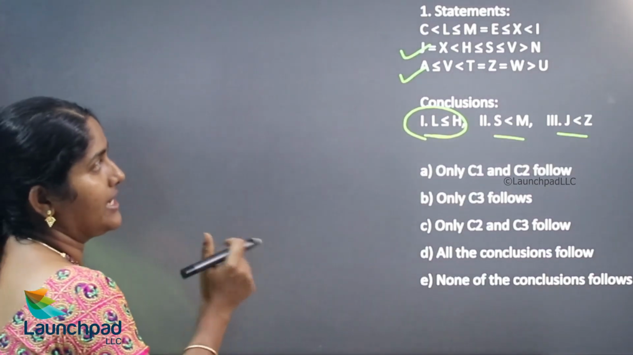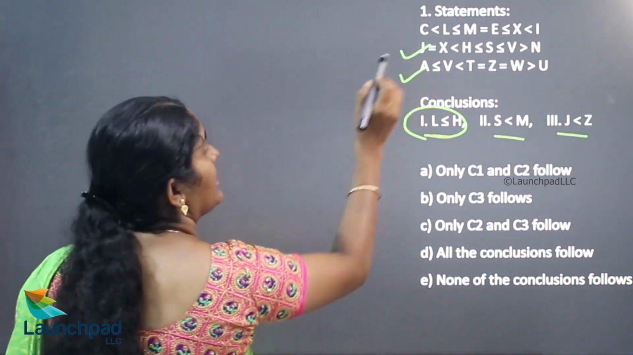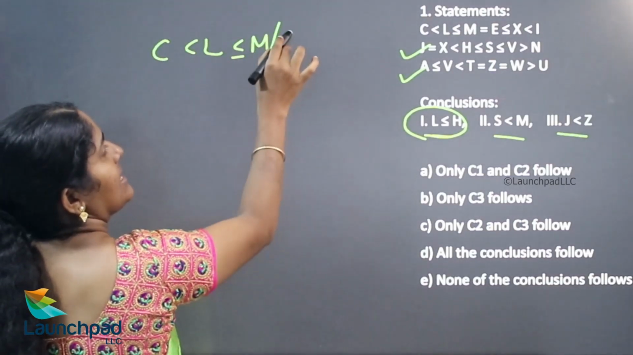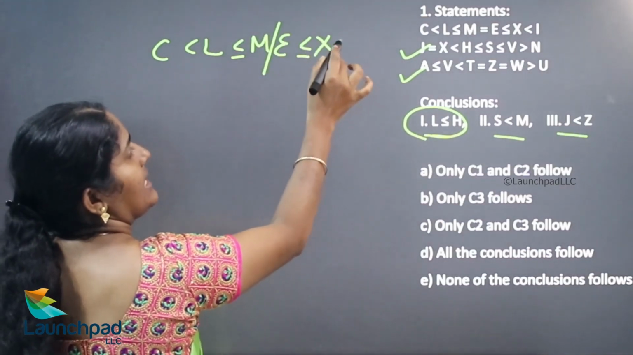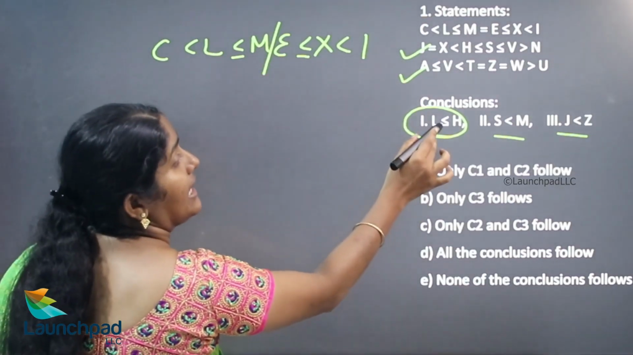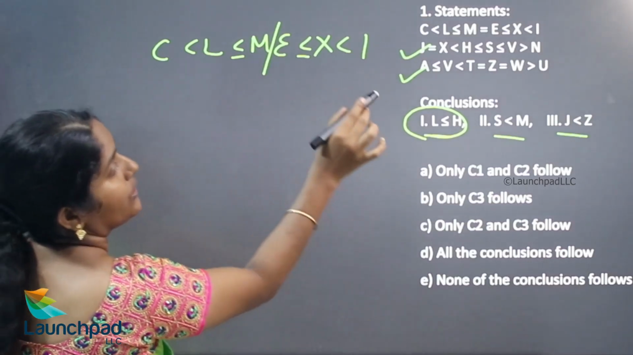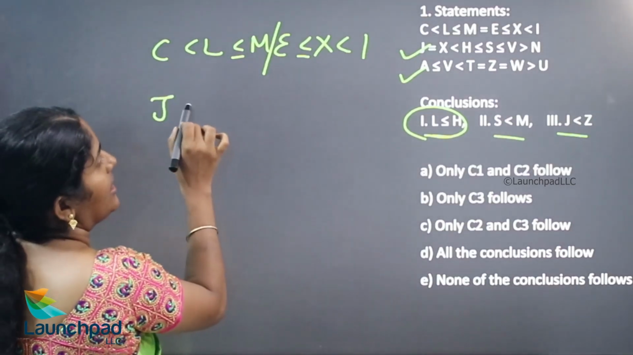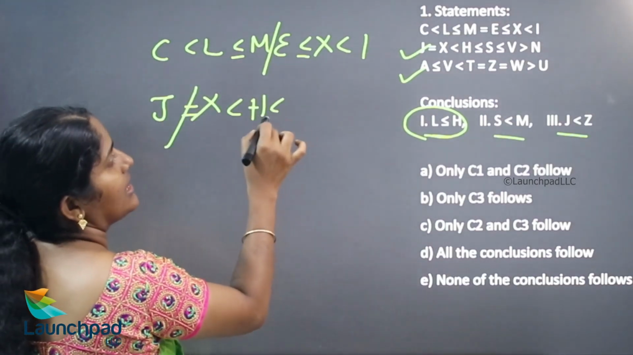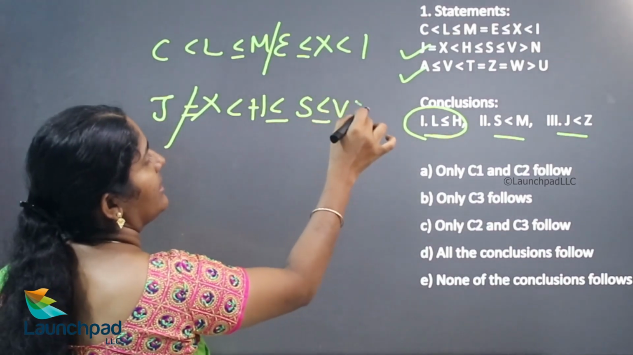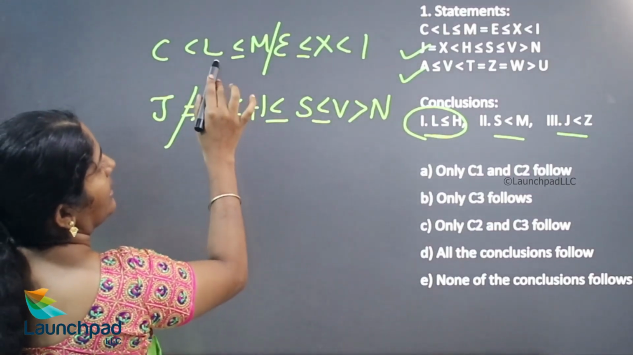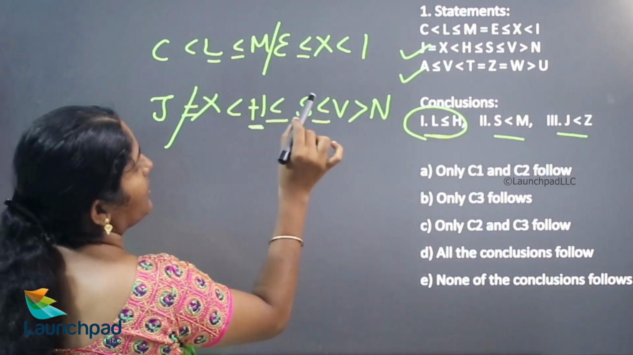L less than or equal to H. Here the first statement has L: C less than L less than or equal to M equal to E less than or equal to X, X less than I, and L is available in this first statement, and H is available in your second statement. So here J equal to X, J equal to X less than H less than or equal to S less than or equal to V greater than N. So L less than or equal to H.